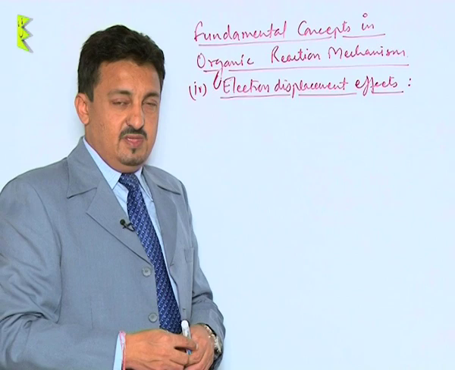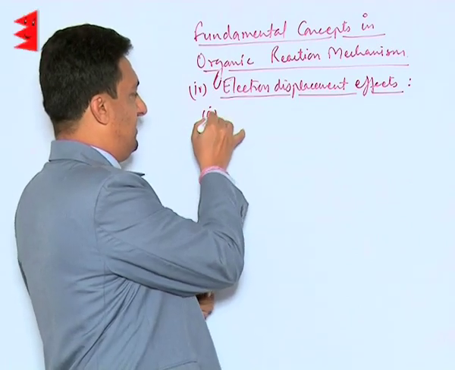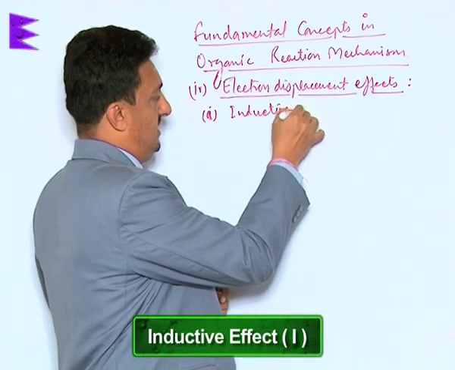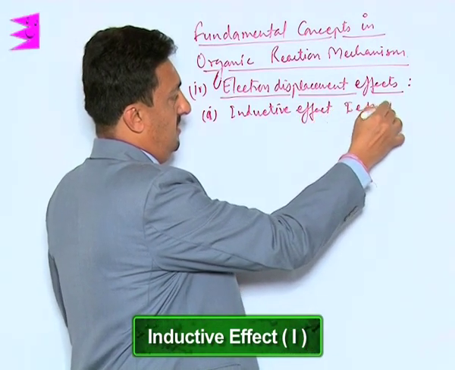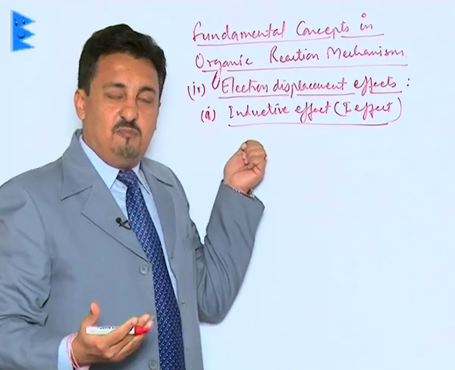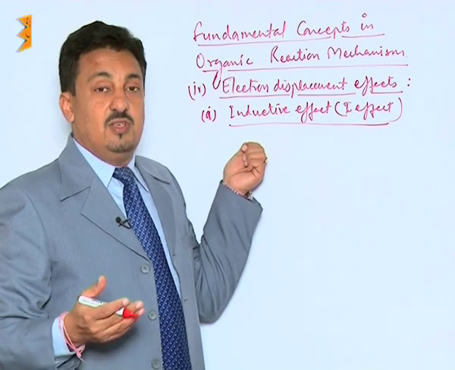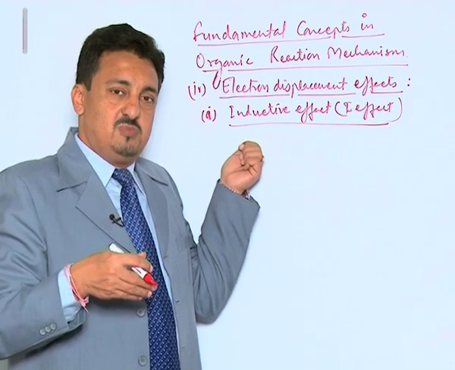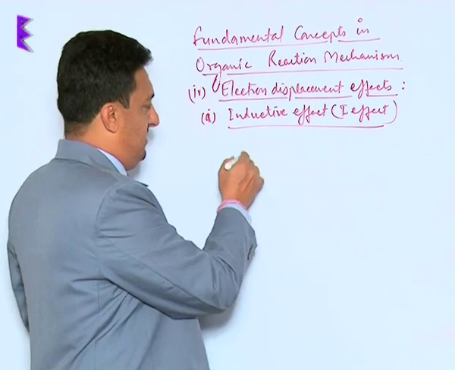The first type of electron displacement to be studied is called the inductive effect. We also call it the I effect. What is this effect? It is the introduction of partial positive or partial negative charge all along the carbon chain, due to the presence of certain specific groups which themselves carry either a partial positive or partial negative charge. Let me explain it to you with this example.